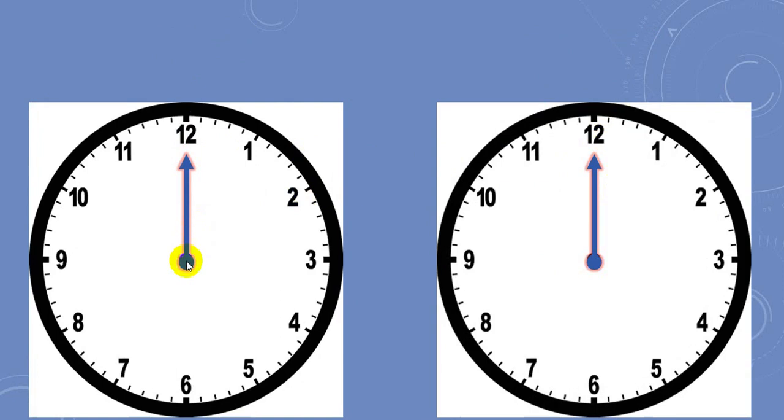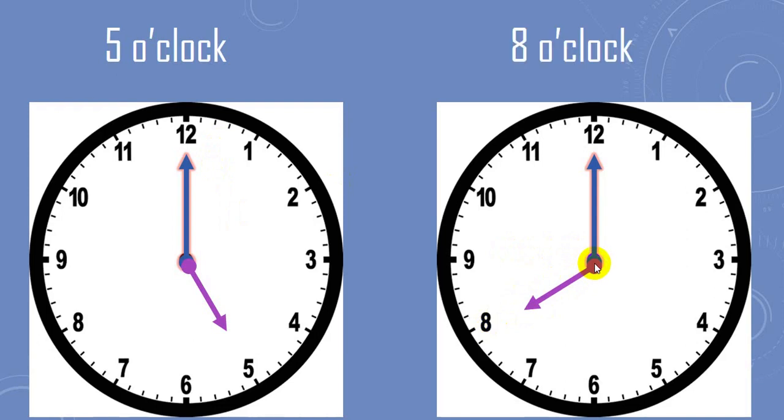Now we are going to take some examples. First rule is to take a look at the minute hand. If it is pointing at 12, that means it is o'clock. Now the hour hand, or the shorter hand, is pointing at 5 here. So what is the time? The time is 5 o'clock. And now it is pointing at 8, so the time is 8 o'clock.